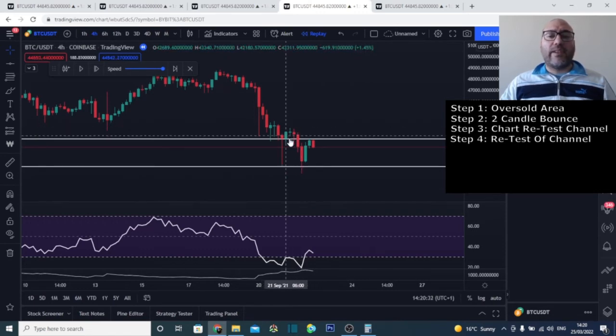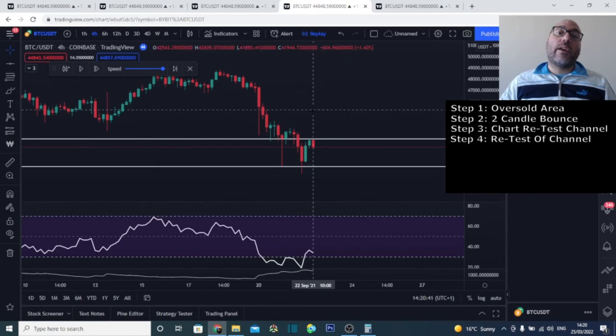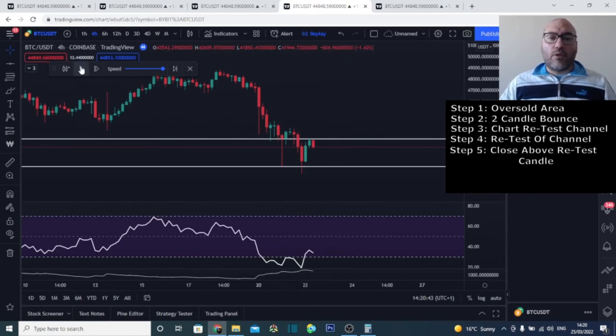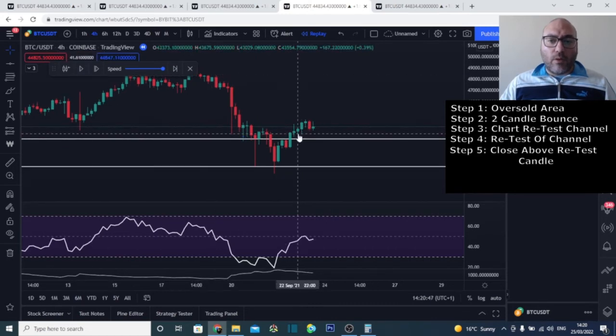Okay, so the retest happened here the first time. So we're gonna take that as our candle, after which we want a close above it. So right now we're still below it, and we closed above it at this candle. So we're gonna take that as an entry candle for a long position.